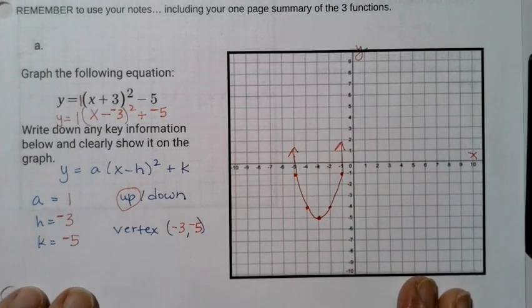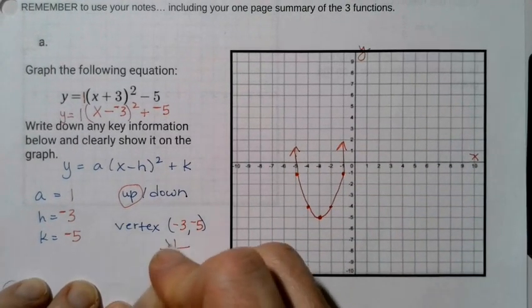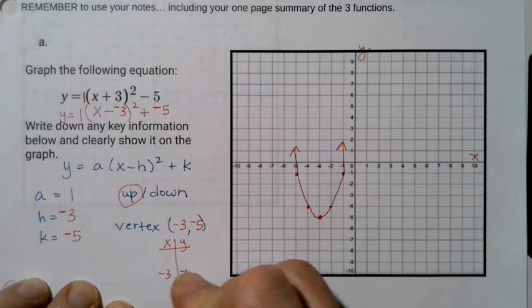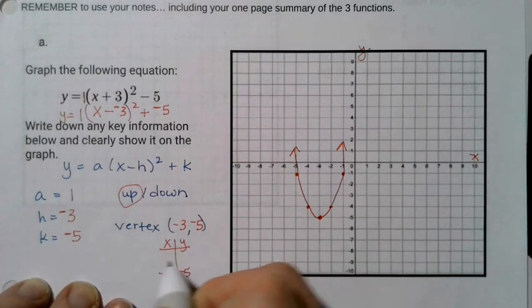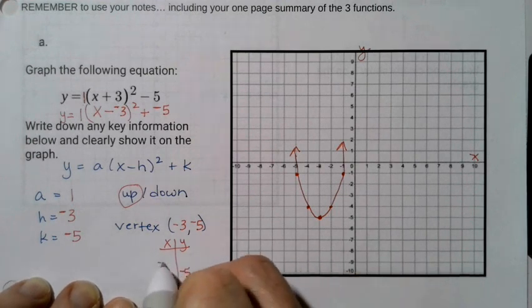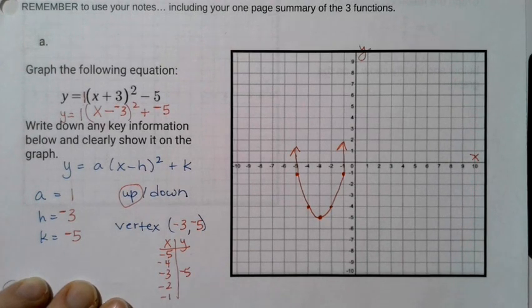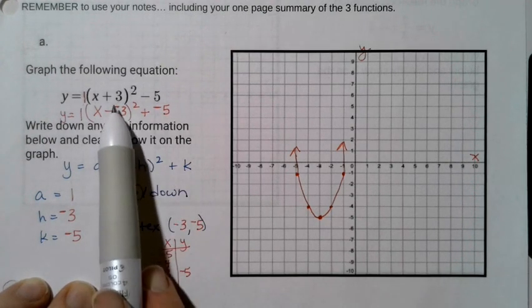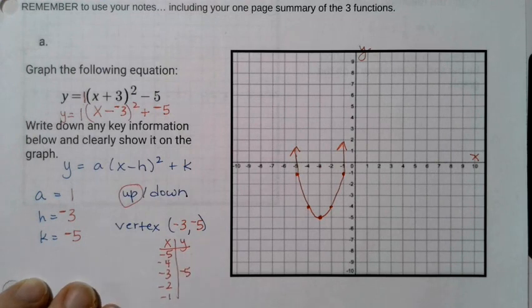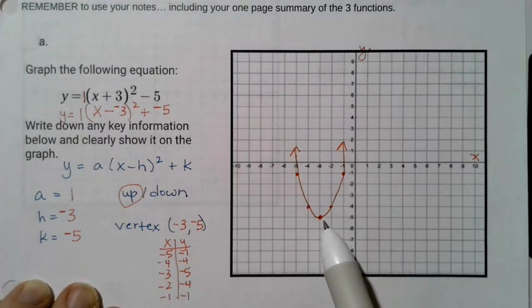You could also do a table of values and plug those in. And we would have negative 3, negative 5 in the center. And you would pick 2 numbers to the left, like negative 4 and negative 5, and 2 points to the right, negative 2 and negative 1. Or I should have said negative 4 and negative 5, I think. And plug those in to this original equation and solve for the y values. And plotting these distinct points is going to take your understanding on this standard to an expert level.